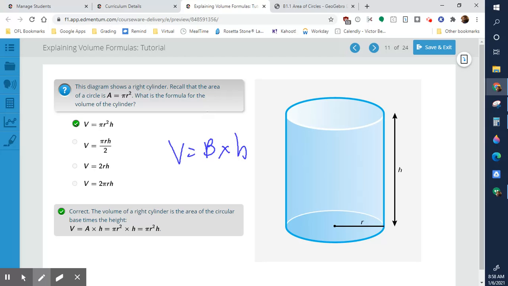The area of the base is capitalized because we want to find the area of the base. It's not what's known as a scalar, meaning one value. It's 2 values because its area is length times width.